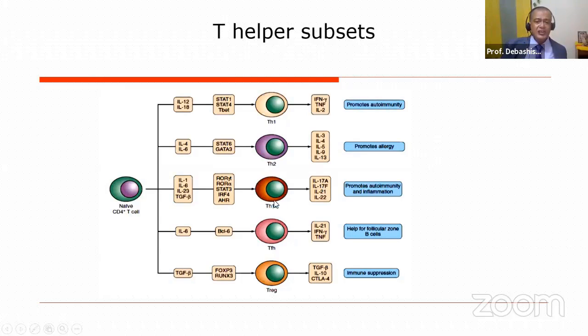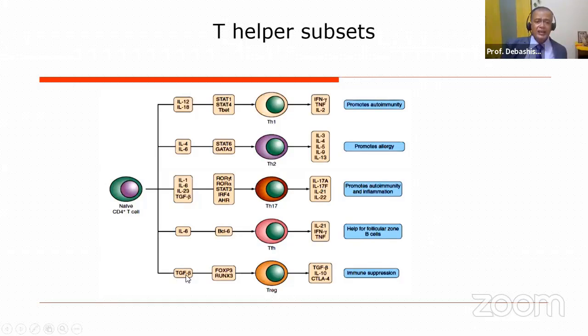It can become Th17 cells through the influence of IL-1, 6, IL-23 and TGF beta, and Th17 produce IL-17A, IL-17F, IL-21 and 22, and they promote autoimmunity and inflammation. And under the influence of IL-6 and activation of the BCL6 gene, they can become T follicular helper cells, which produce IL-21, IFN gamma and TNF alpha, and help follicular zone B cells.